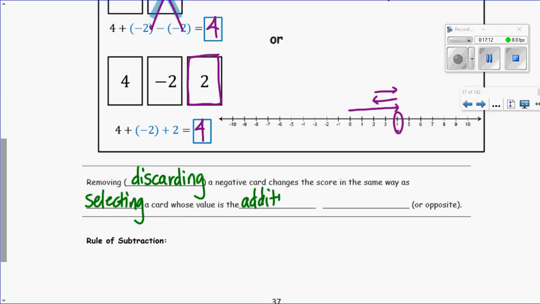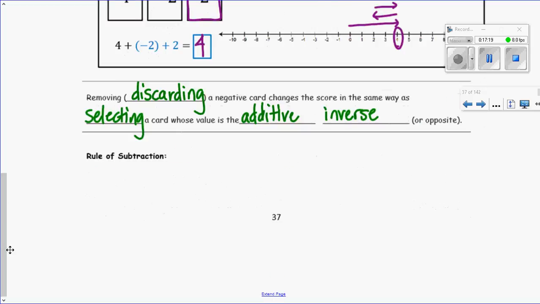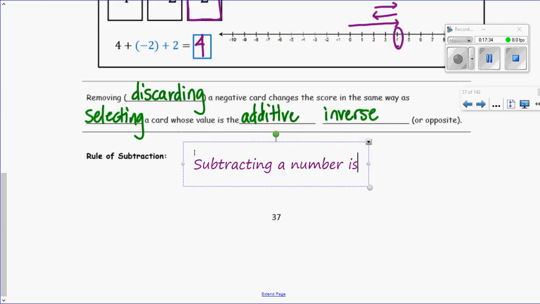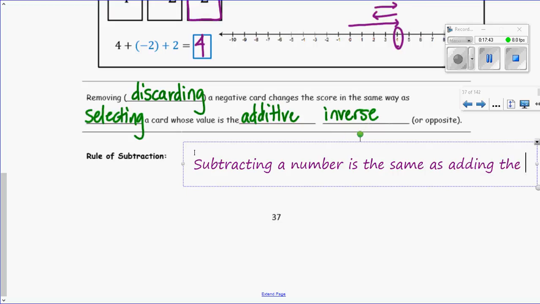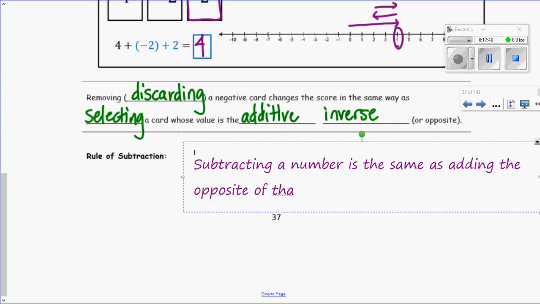Okay, now with all this said and done, and all these examples to prove it, we can come up with a rule for subtraction. This is the part I want you to be very careful of because we are going to use this to do our skill problems. So subtracting a number is the same as adding the opposite of that number.